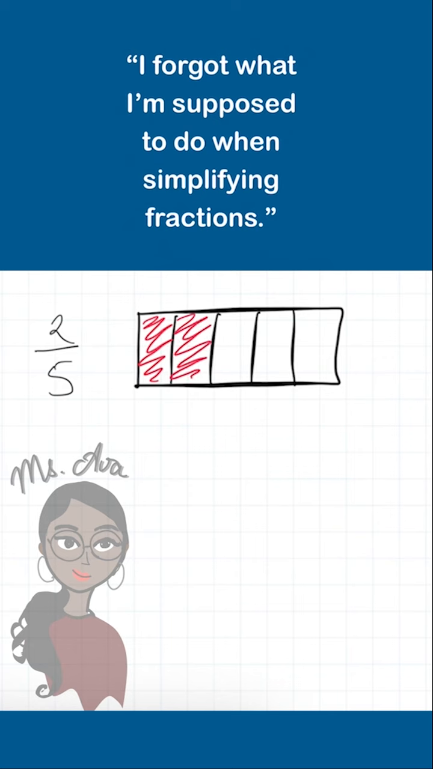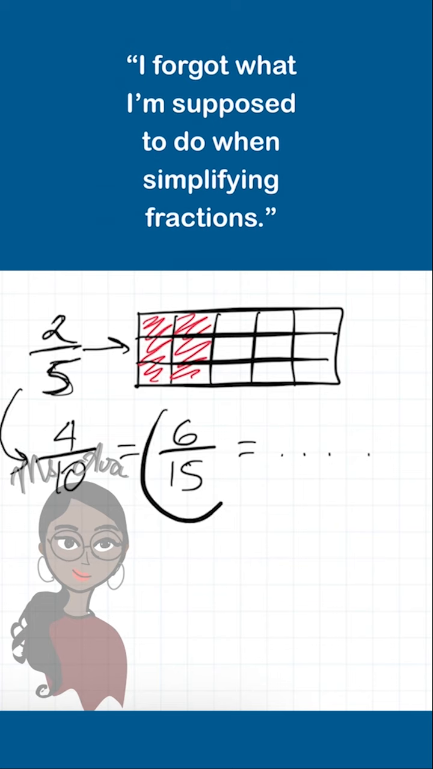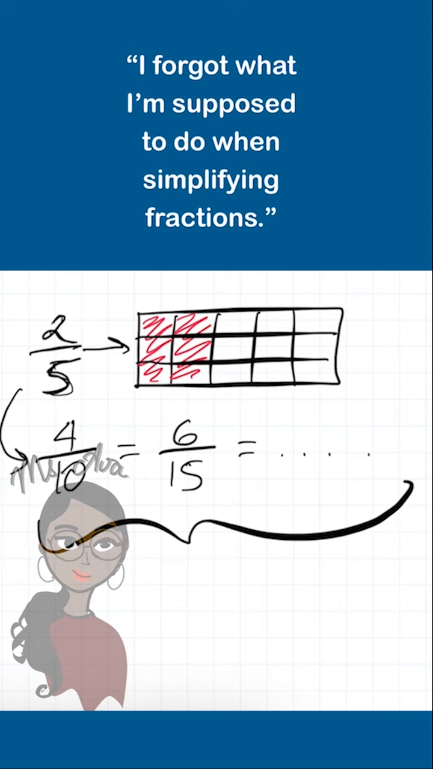So that is 2/5. And if I made a line like this, then all of a sudden this turns into 4 parts out of 10, right? So now it's 4/10. And then what if I made 2 lines like this? Now all of a sudden this is 6 out of 15, and so on. So you can see what that pattern would look like, right? So 2/5 can turn into 4/10 and then 6/15 and so on. And those are all equivalent fractions.